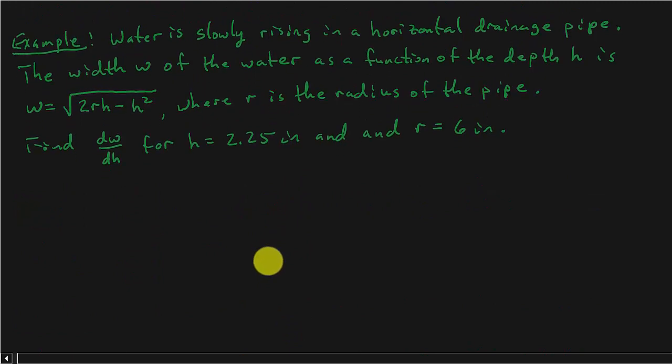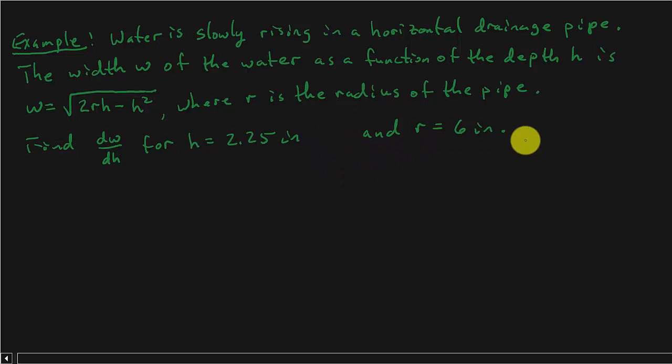All right, so water is slowly rising in a horizontal drainage pipe. The width W of the water as a function of the depth H is W equals the square root of 2RH minus H squared, where R is the radius of the pipe. Find the derivative of W with respect to H for H equals 2.25 inches, and R equals 6 inches.